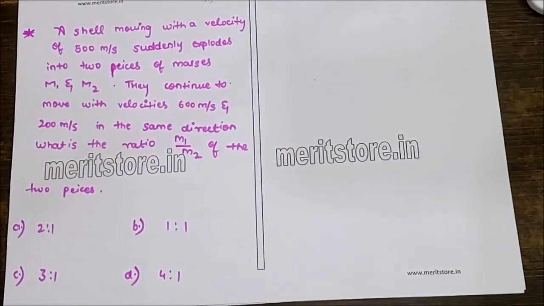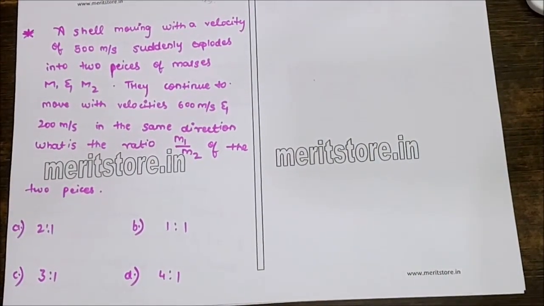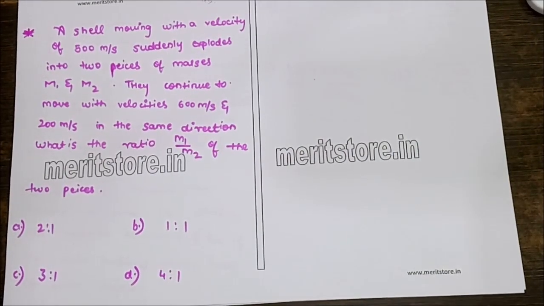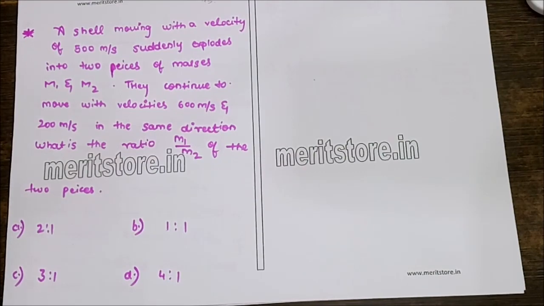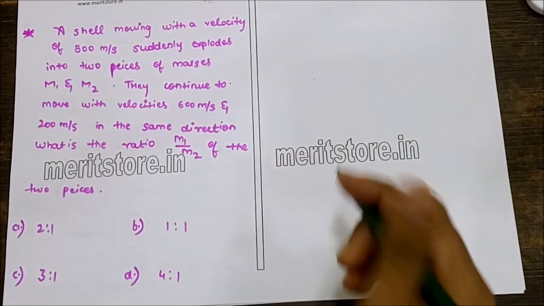A shell moving with a velocity of 500 meters per second suddenly explodes into two pieces of mass m1 and m2. They continue to move with velocities 600 meters per second and 200 meters per second in the same direction. What is the ratio m1 to m2 of the two pieces? The options given are 2:1, 1:1, 3:1, and 4:1.